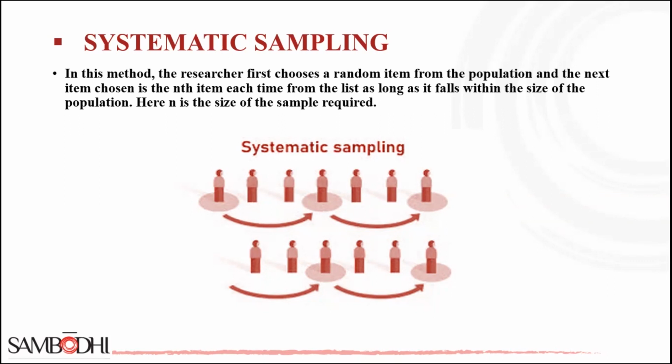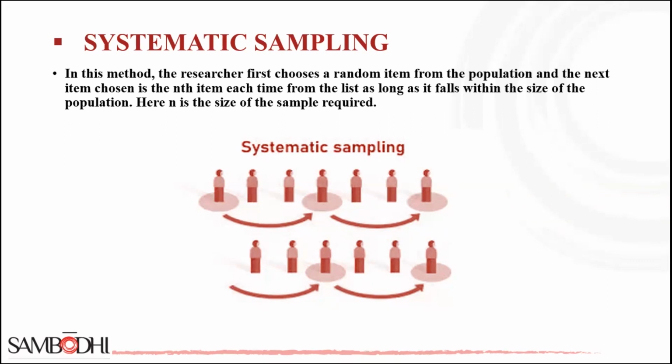It is imperative that for the starting point, there is an equal probability of selection of any item. So systematic random sampling only works if the list is not ordered.